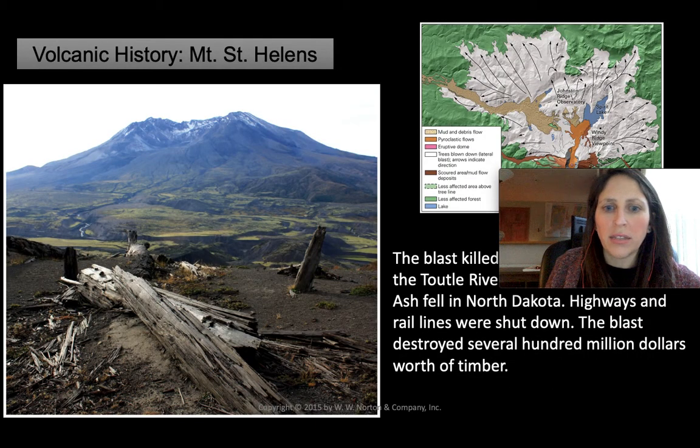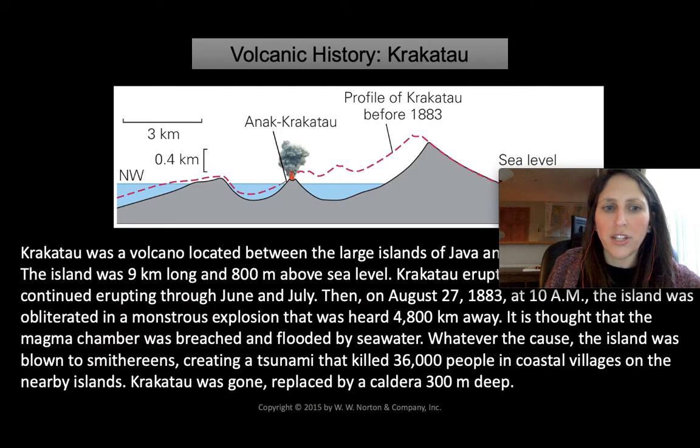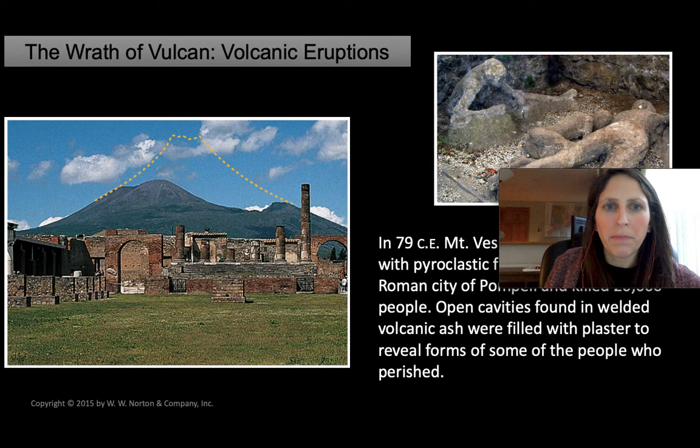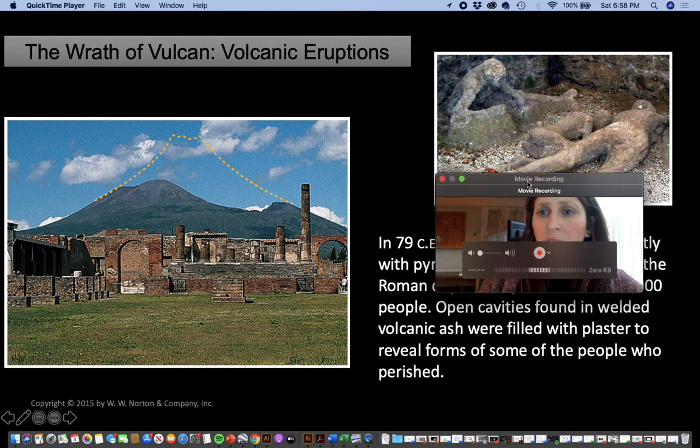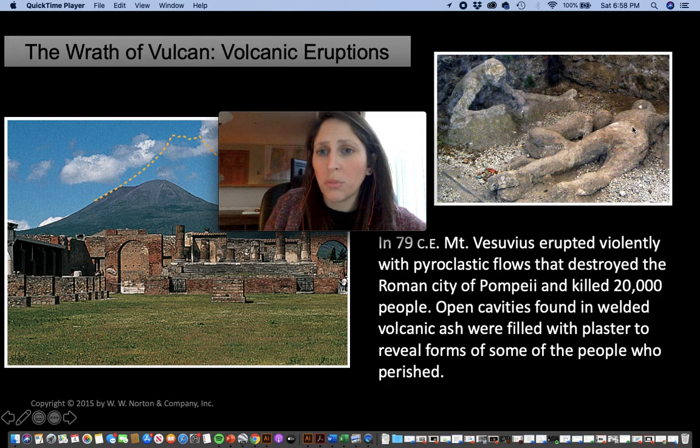So Mount St. Helens, I'll let you all go through that. Krakatoa, again, was in the Indonesia region. And then Pompeii. So this was in Italy, right? And these are the poor people that were entombed by the ash. Volcanic ash welded these people basically in place. So you can see a little boy and a dog at the Pompeii Museum, really decimating this poor city of Pompeii because of Mount Vesuvius.